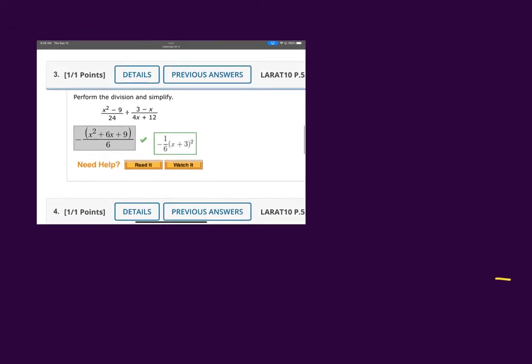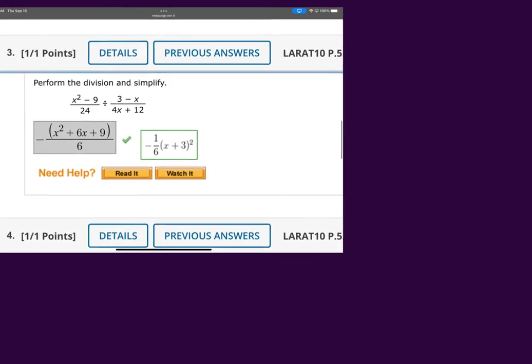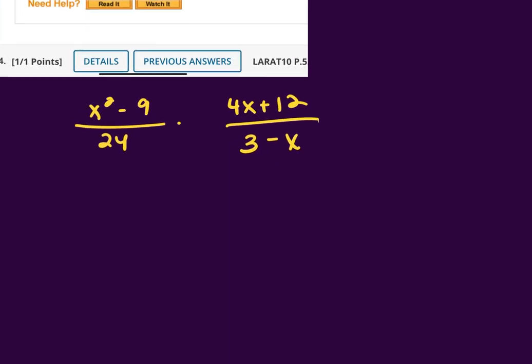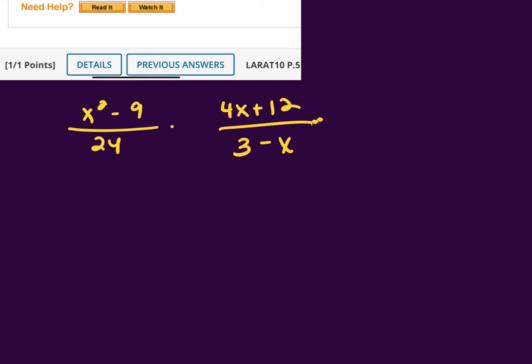All right, so this one says perform the division and then simplify. So the first thing we're going to do is keep, change, flip it. So (x squared minus 9) over 24 times (4x plus 12) over (3 minus x). Then I want to go to each spot and see if I can factor. The top left would be the difference of two squares, (x plus 3)(x minus 3). And then the top right, you could take out a 4, 4(x plus 3). So these are gone.